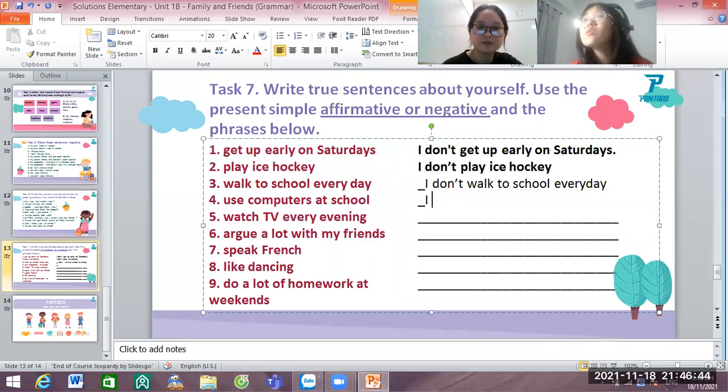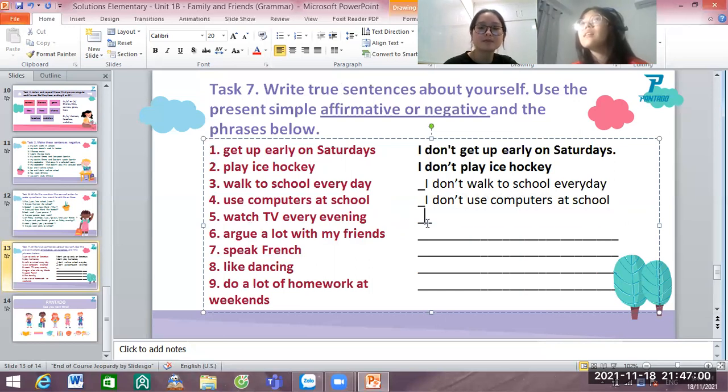Number 4. I don't use computers at school. Good. Number 5. I watch TV every evening. Evening. Good. Number 6.